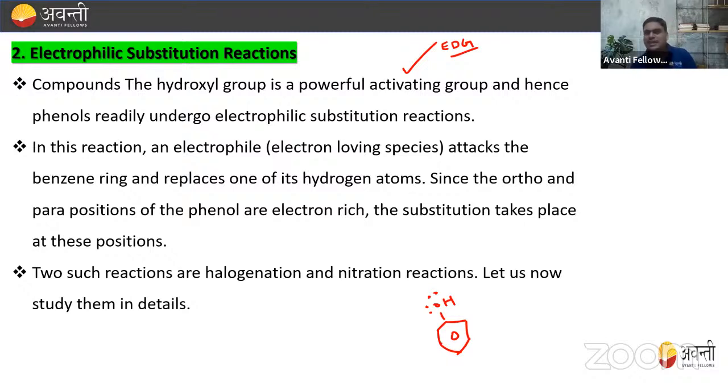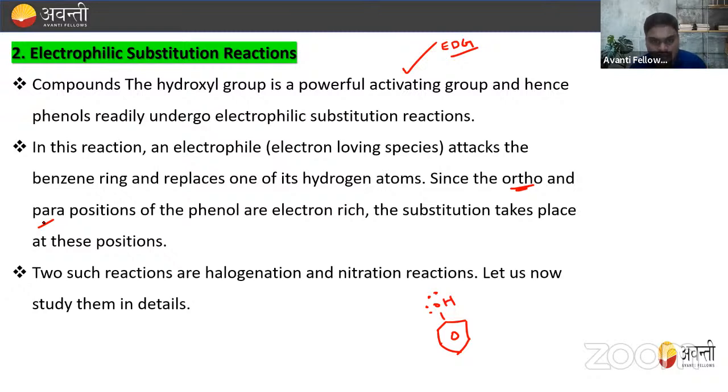And from which position are they going to remove it? We are going to discuss this also, right? Since the ortho and para positions of phenol are electron rich, can anyone tell me how we can say that the ortho and para positions of phenol are electron rich? Anyone? Right. So the substitution takes place at these positions only. And two such reactions, halogenation and nitration, we are going to discuss, right? So let us discuss how halogenation and nitration take place. But before this, I'm going to explain why only the ortho and para positions are called electron rich.